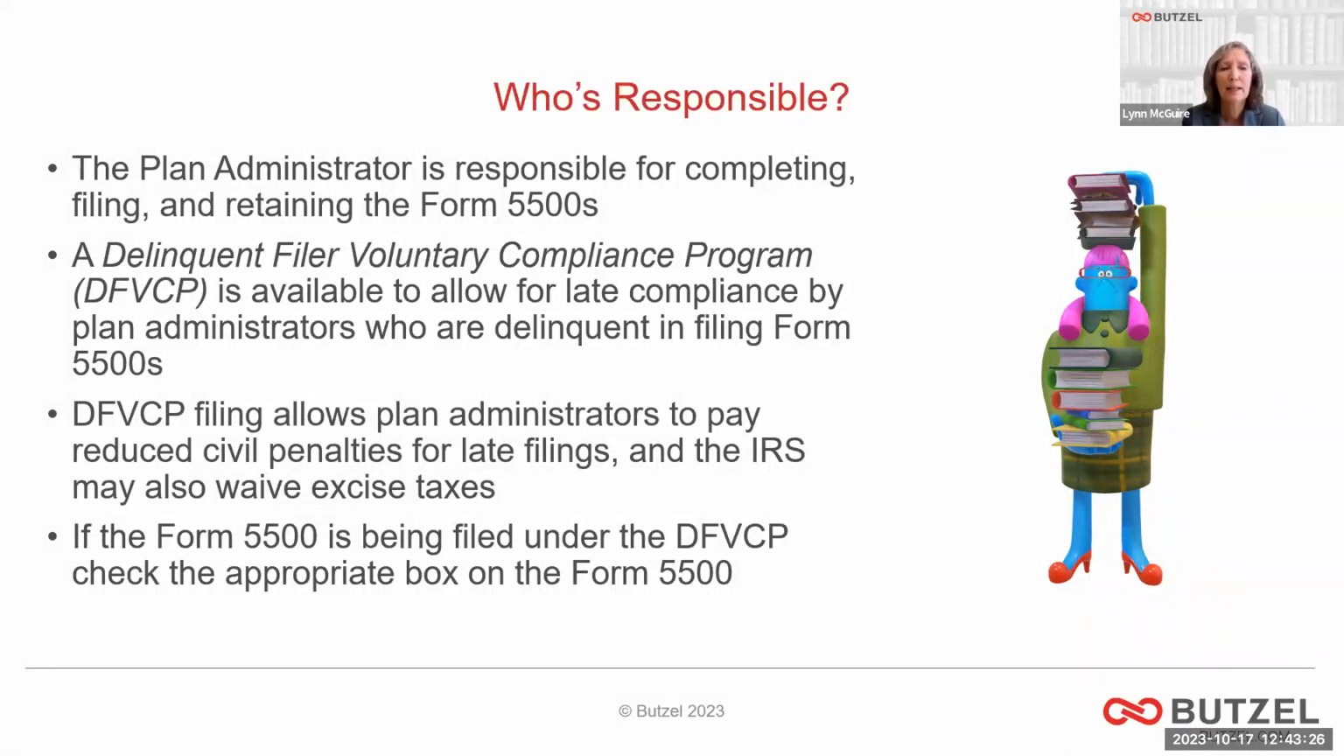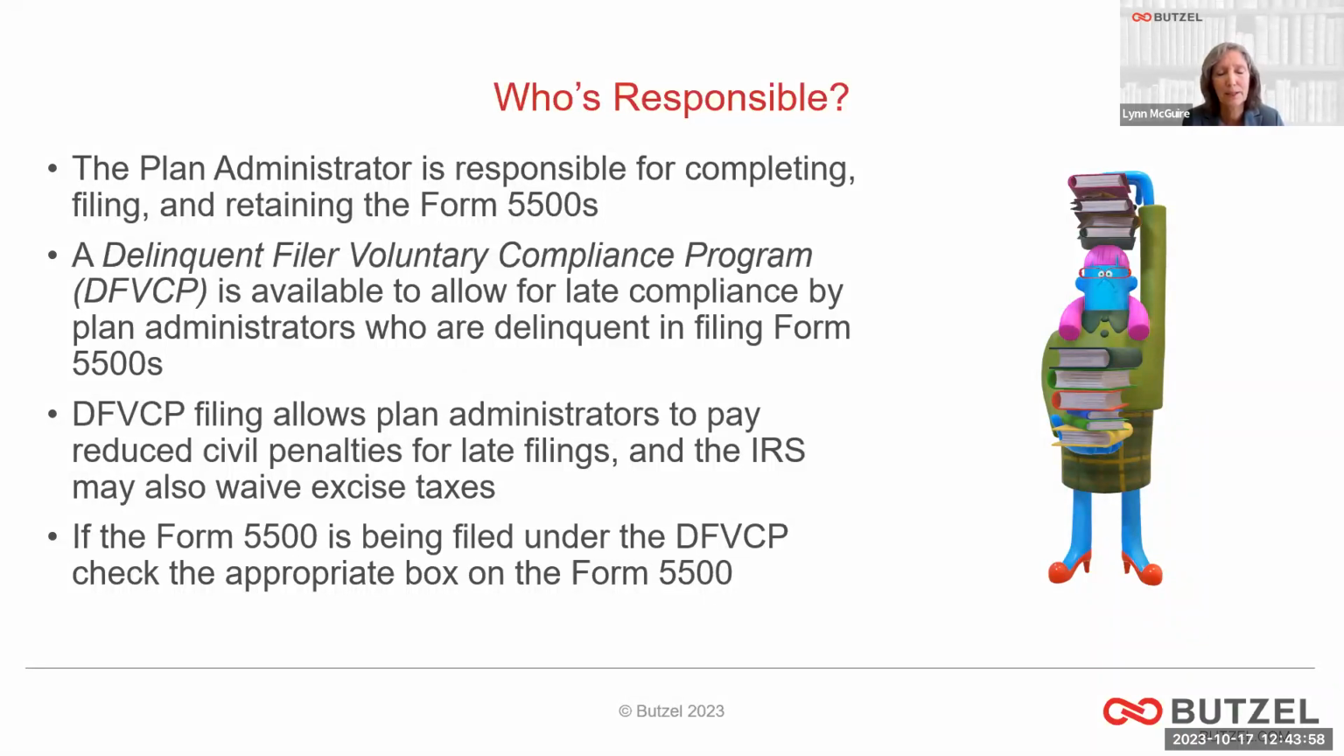The Delinquent Filer Voluntary Compliance Program is the Department of Labor program that can give you relief in the event of a failure on your part to file a full or a timely Form 5500. It not only can give you relief from the Department of Labor requirement that you file a timely 5500, but it can also give you relief from the late filing penalties that the IRS assesses and the excise taxes that can result.